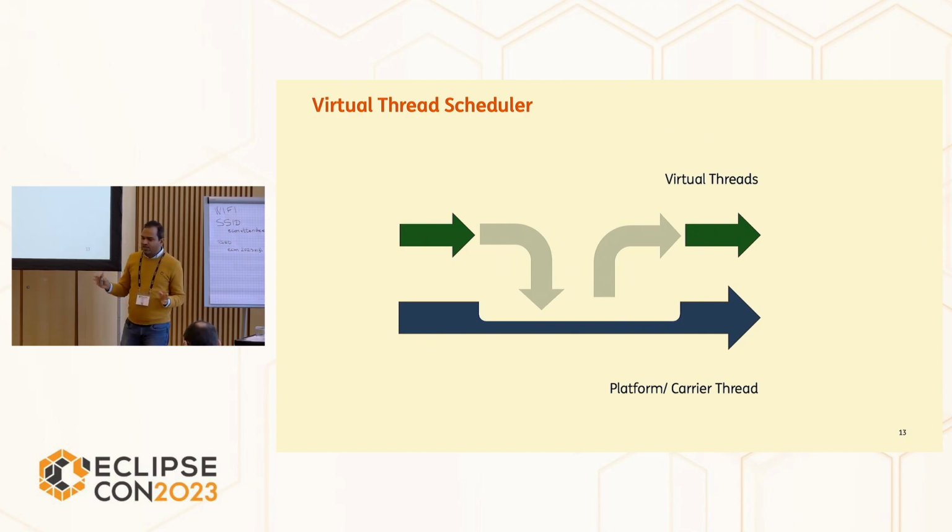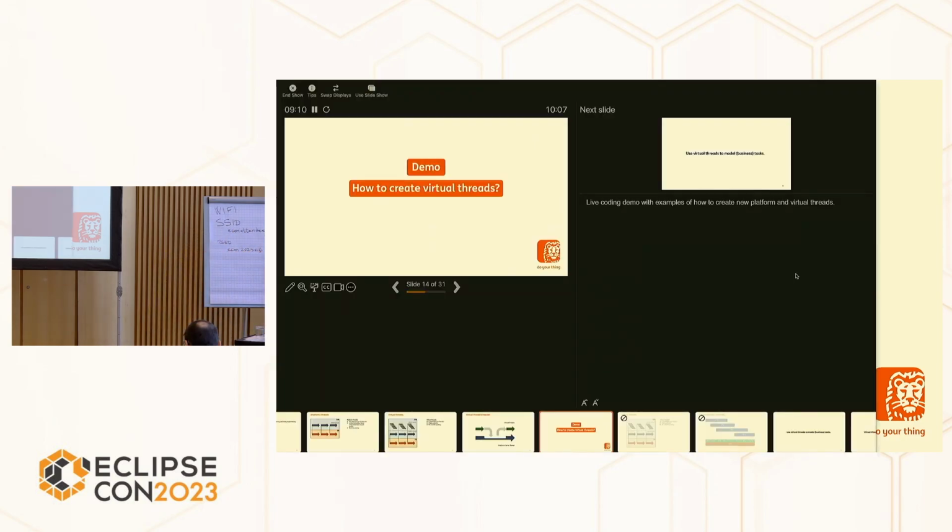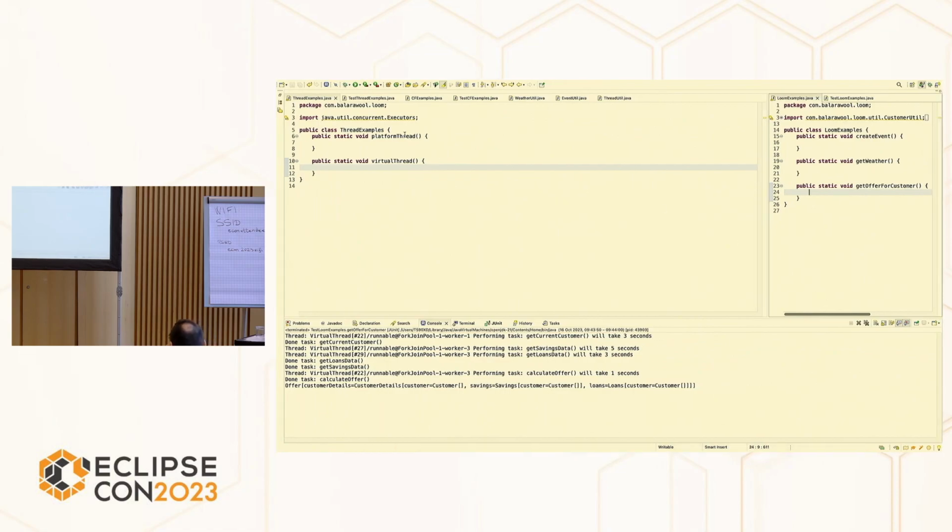Okay, so we have seen a few things about virtual threads. Now let's see them in action. Let's see how we can create virtual threads. So I'm going to head over to my laptop and to Eclipse to create some platform threads. You're able to see my screen, right? And the font is big enough. Yeah? Okay, perfect.